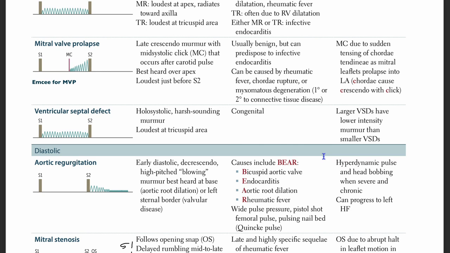Oh, it's written in the old book. MVP is found in Ehlers-Danlos and Marfan's. I don't know why they took that out from here. They should have put that in. So, okay. Marfan's and Ehlers-Danlos is found in MVP. I mean, MVP happens in these two things. And then, what was for this one? This one they wrote rheumatic fever for aortic regurgitation.